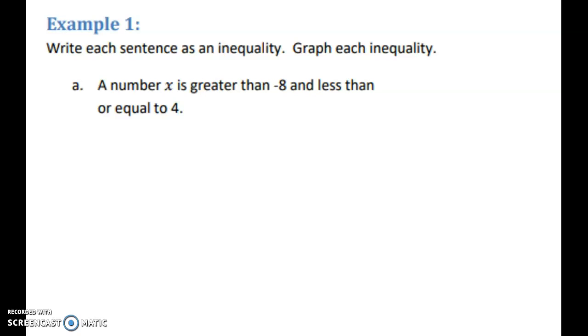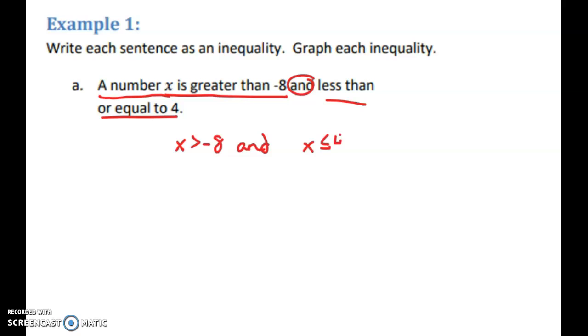So this says write each sentence as an inequality, and you're going to graph each inequality. So a number x, that tells you your variable is x, is greater than -8. I'm going to go ahead and write that down. X is greater than -8. And less than or equal to 4. So x is less than or equal to 4. So that's where you start. Now you want to write them as one large inequality called a compound inequality, and you put the numbers in number line order. What I mean by that is -8 is farther to the left of the number line than 4, and you put your variable in the middle.